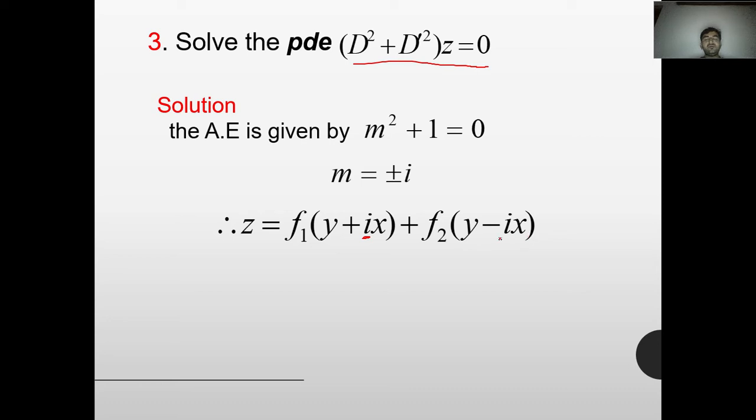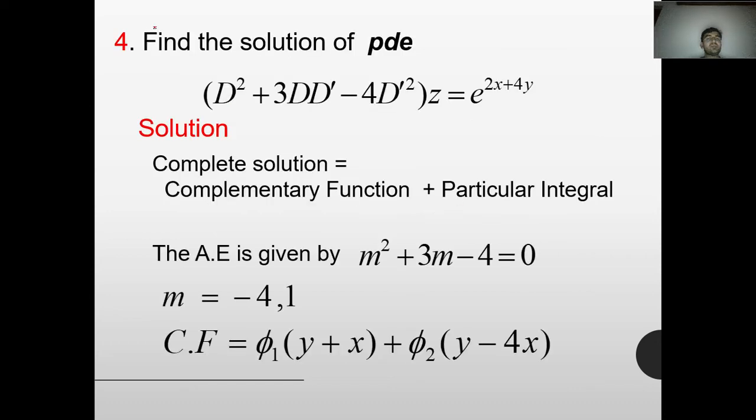Next, find the solution of the partial differential equation. The complete solution is the complementary function plus the particular integral, if the right-hand side is not equal to 0, then we have to find the particular integral.